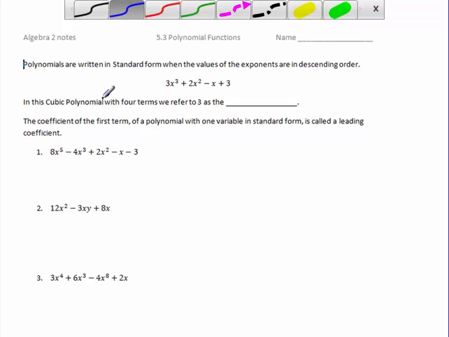Here I give you a quick example because we did talk about this, but I want to make sure we nail this down as far as we can. Polynomials are written in standard form with the values of the exponents in descending order. So x to the third, x squared, x to the first, and here's my constant, so x to the 0.